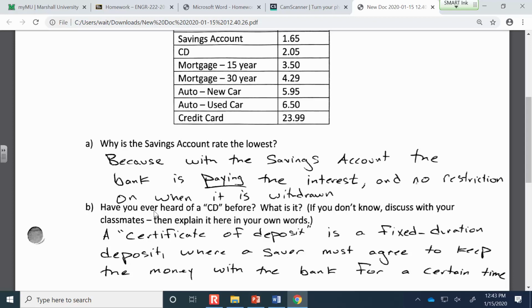Question? Just a generalization, like how long would a CD last, and how much do people on average put in? That's a good question. Often CDs will have a minimum amount that you're allowed to put in. Typical CD minimums would be 1,000 or sometimes 5,000. And one strategy that a lot of people use is called laddering.